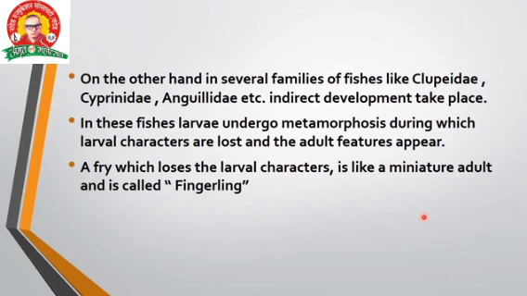Adult features appear. A fry which loses the larval character is like a mini adult and is called a fingerling. Mini mature, called the fingerlings. These enter an active feeding stage.